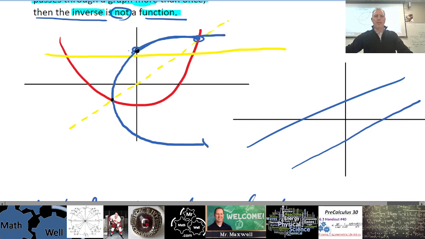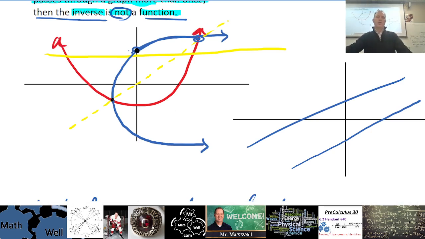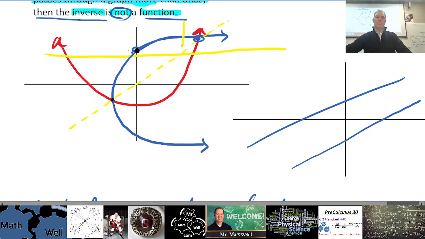So that's going to be kind of like that. It's a bad drawing, but kind of like that, right? So if the red graph is a parabola that opens up, then you flip it around the y equals x line. You can see that this yellow line that I had there before cuts the graph more than once. So the inverse is not a function.